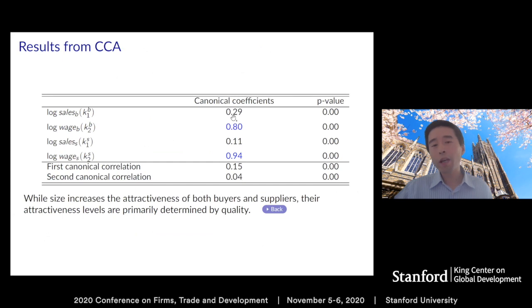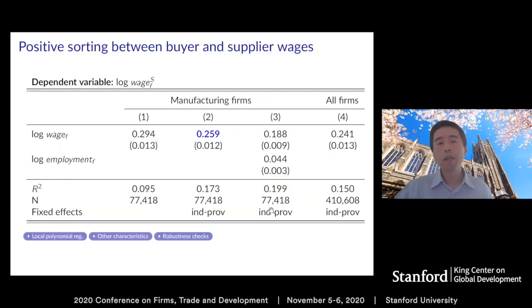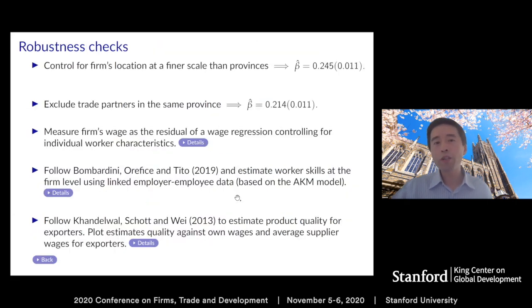For instance, compared with sales, the wage's canonical coefficient turns out to be usually around 4 to 8 times larger, depending on whether you are looking at the supplier or the buyer side. The other detailed checks that we did were to think about a much finer location than a province, in case the suppliers and the sellers are located at the same place. We even exclude trade partners in the same province and look at only the out-of-province suppliers. We see very similar patterns here.